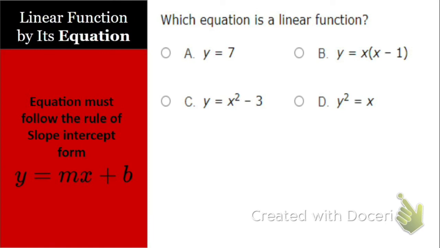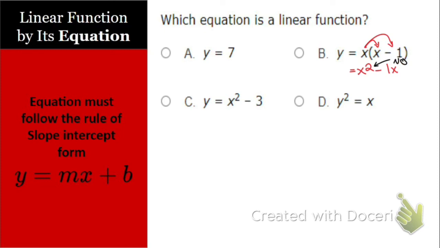So when we look at this one, looking at answer choice A, we've got y equals 7. I don't see exponents. I don't see a variable in the denominator. I don't see anything out of the ordinary. So we're going to leave this one alone for now because I don't see anything weird about it. But let's look at B. B has parentheses. So parentheses means distribute. So if I distribute this one, we're going to get x squared minus 1x. And there it is again. There's that exponent. So this one's going to be a no because of that exponent.